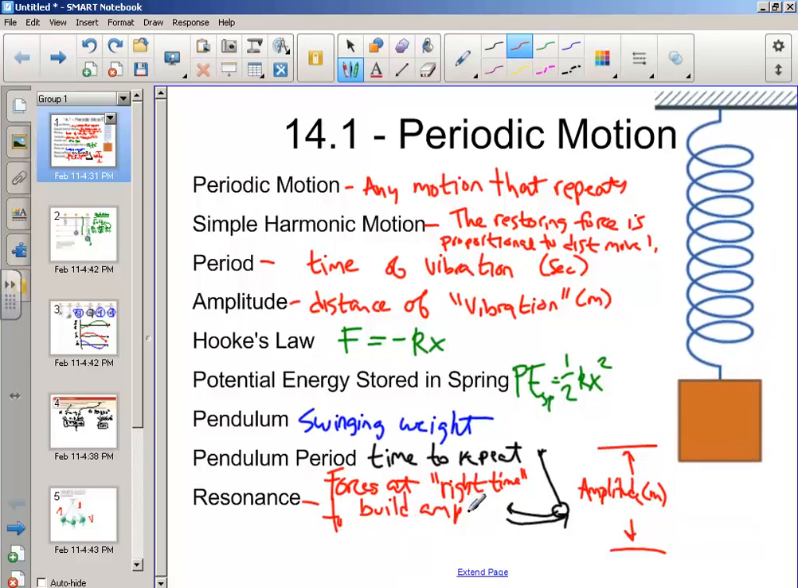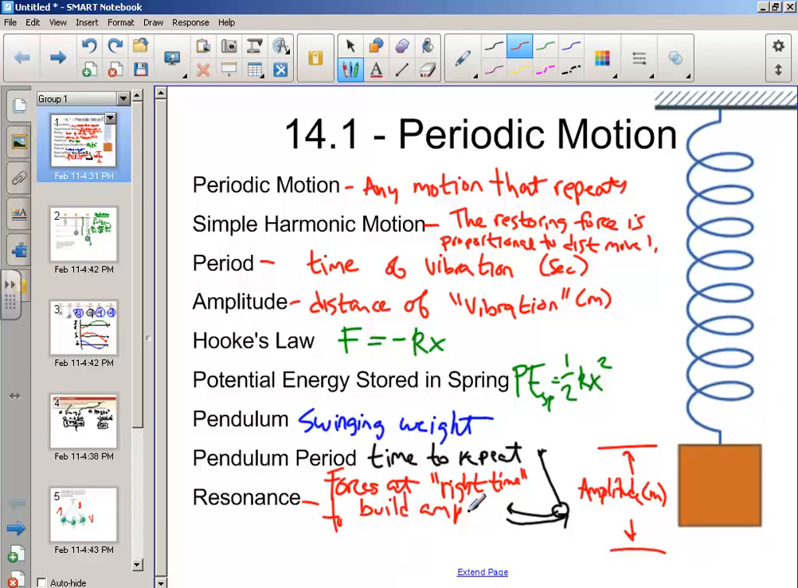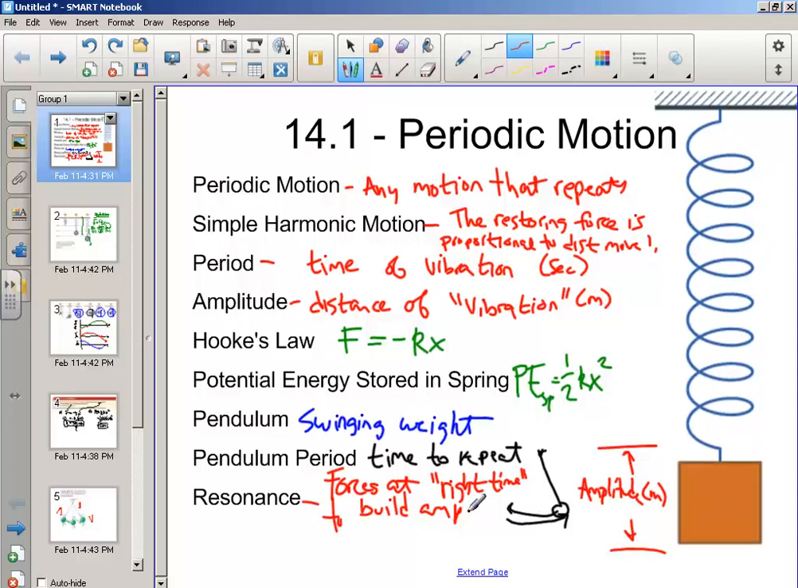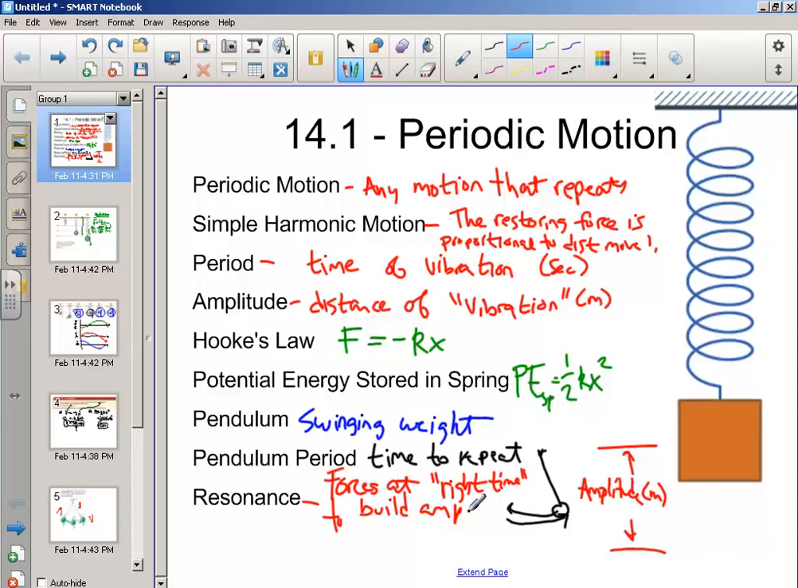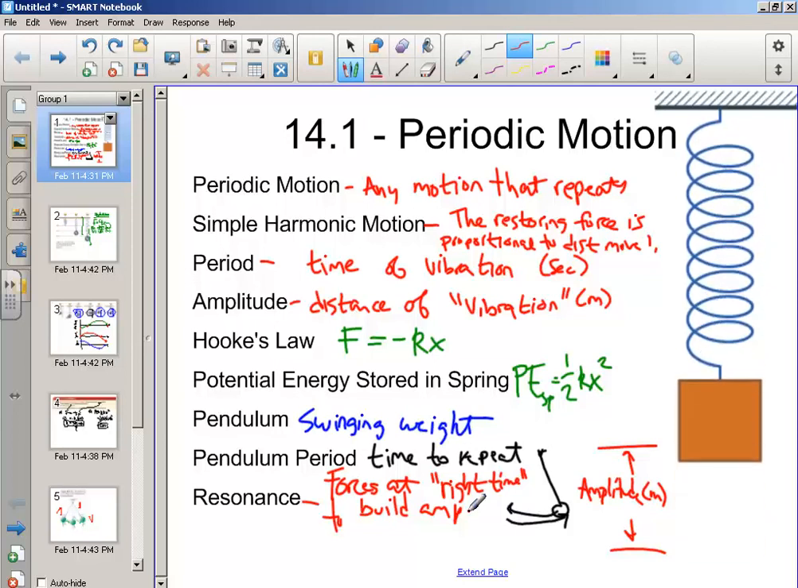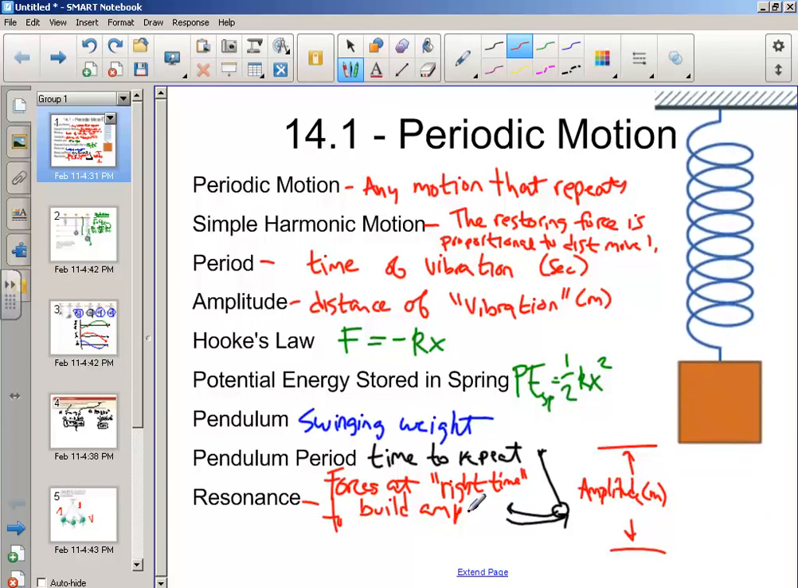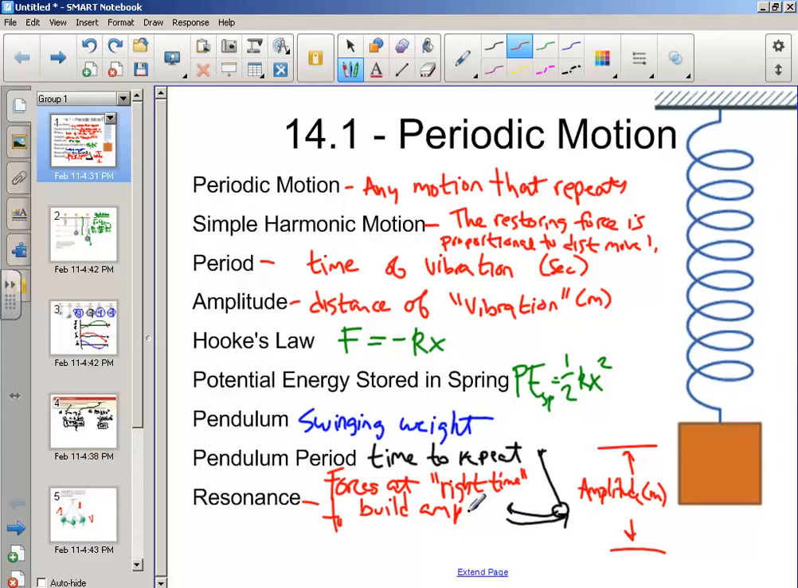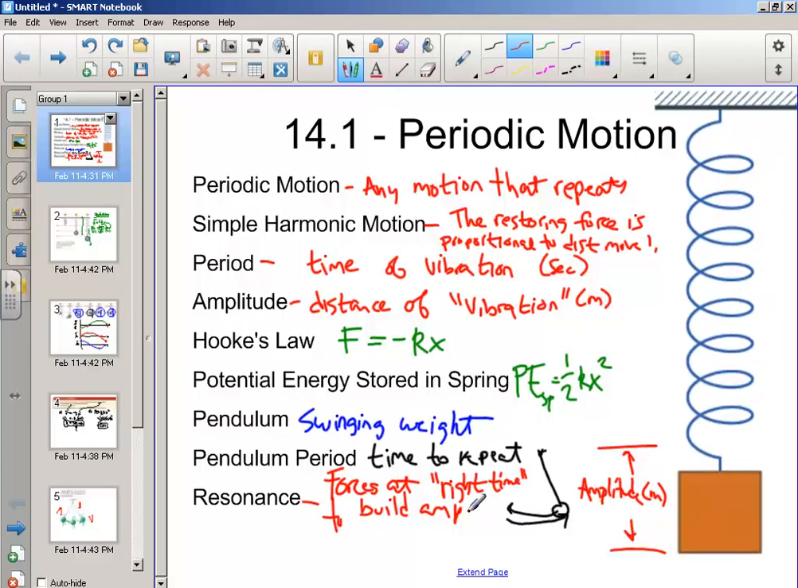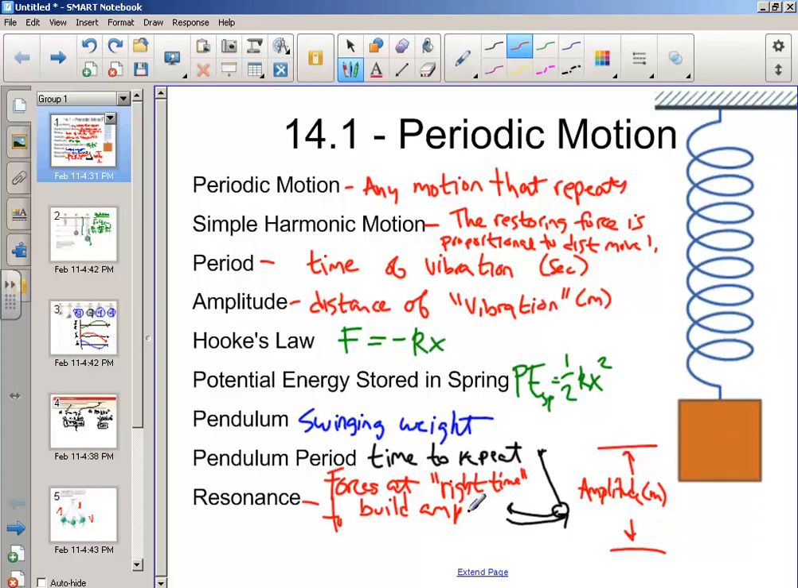And you've probably done this when you're a little kid swinging. If you kick your feet at the right time, you can build amplitude in a pendulum. Radios are based on this. Breaking wine glasses are based on resonance. There are so many different things that resonance is a part of that we take advantage of in the field of physics. And we'll get to that in a little bit.